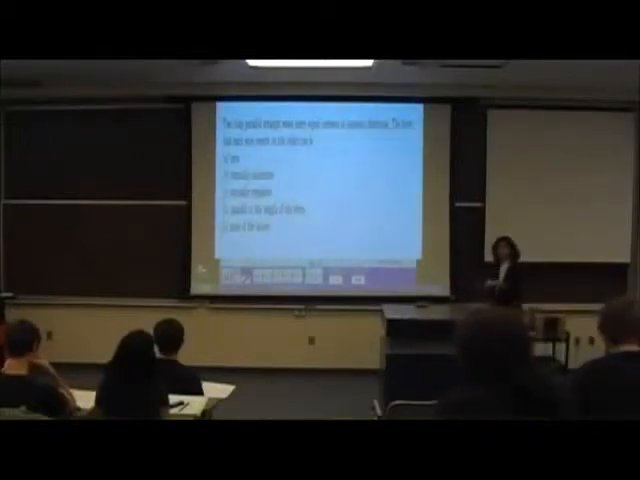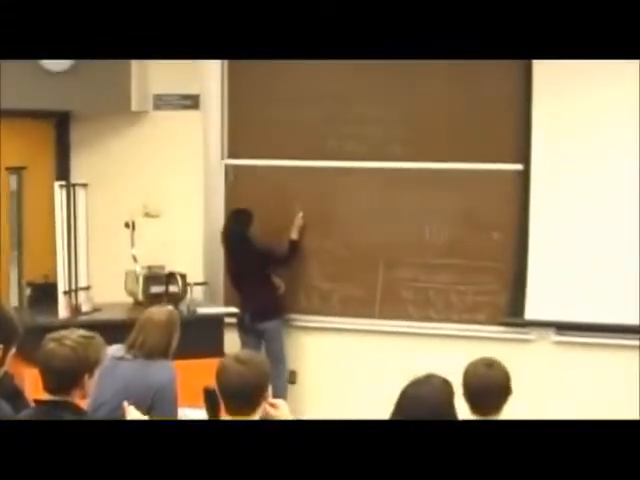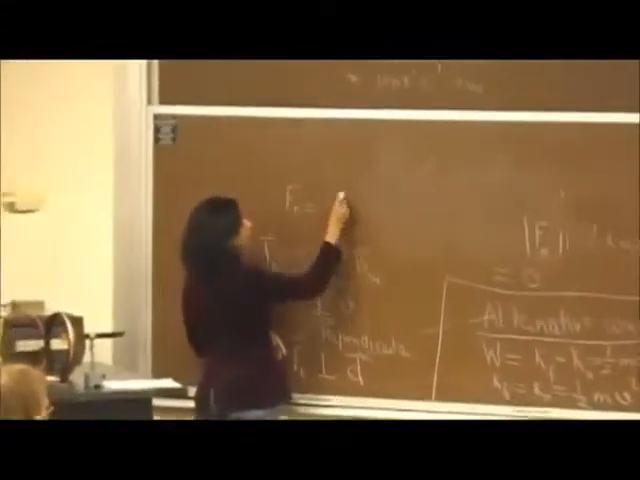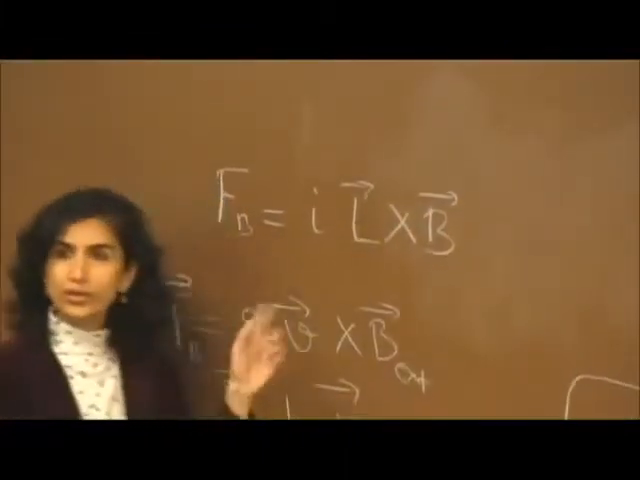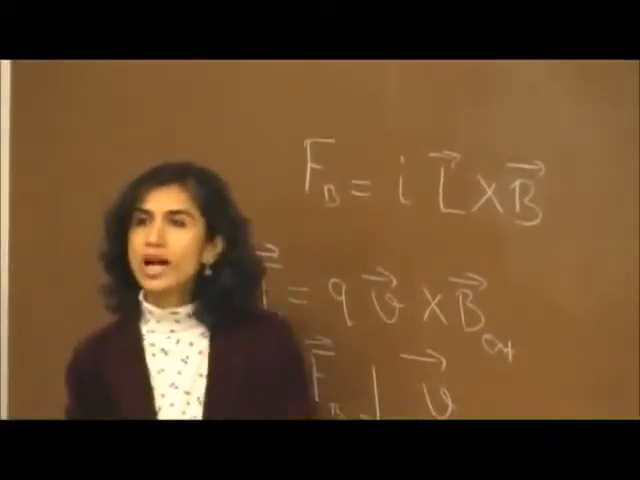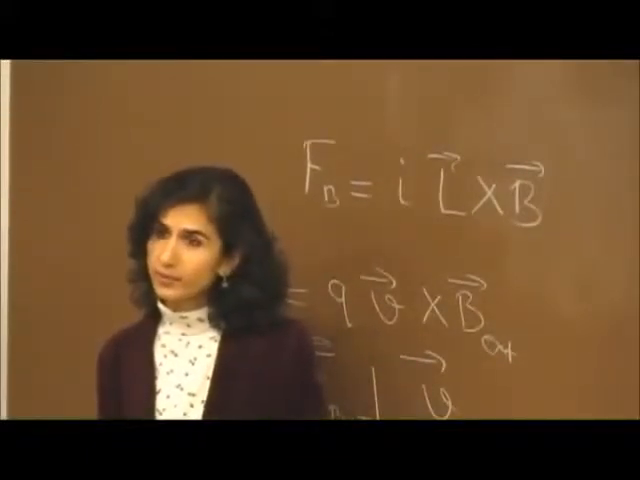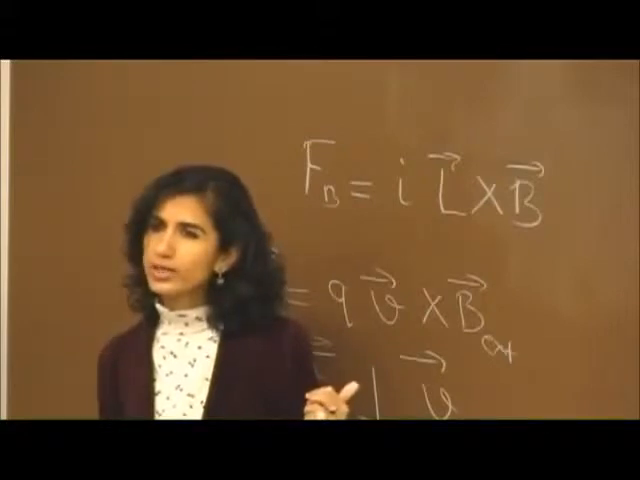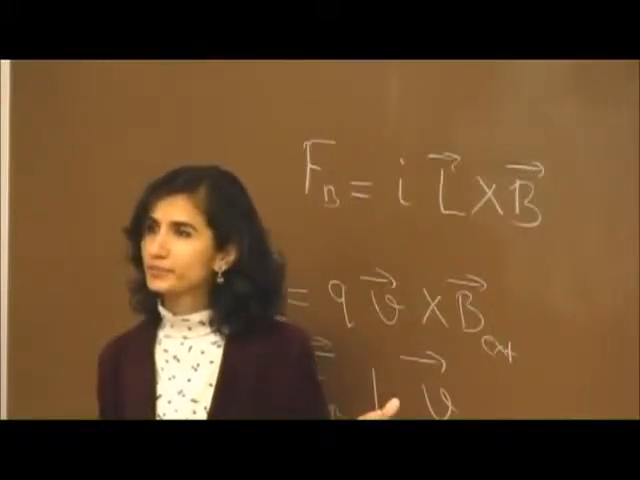Does anybody want to say why it should be repulsive? Can you reason through it using these things? You know this, right? You know that F_B is equal to I L cross B. And you also know how to find the magnetic field produced by a current-carrying wire. Can you try to reason with these two things?